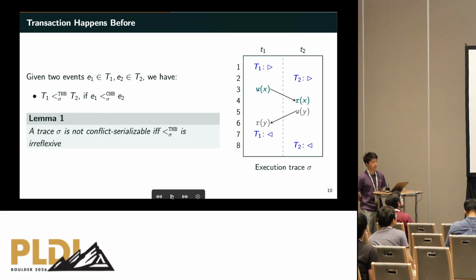To introduce the algorithm, we have to define the transactional happens-before partial order. Given two events, E1 and E2, if E1 conflict-happens-before E2, then we say that the corresponding two transactions have the transactional happens-before partial order. In the example, E3 CHB E4, so the transaction T1 transactionally happens before the transaction T2. And if a trace is not conflict serializable, it means that the transactional happens-before partial order is not irreflexive.